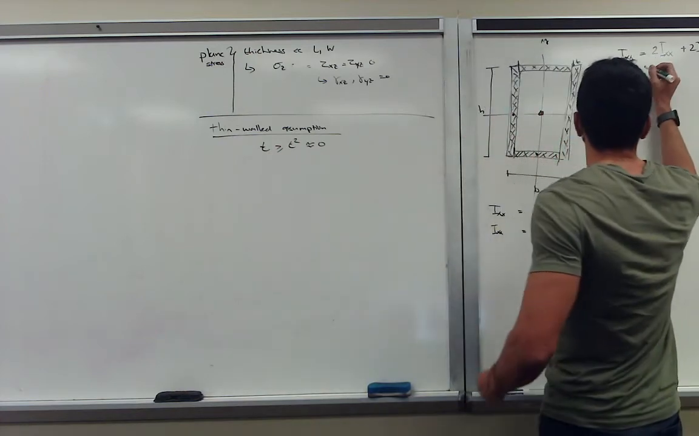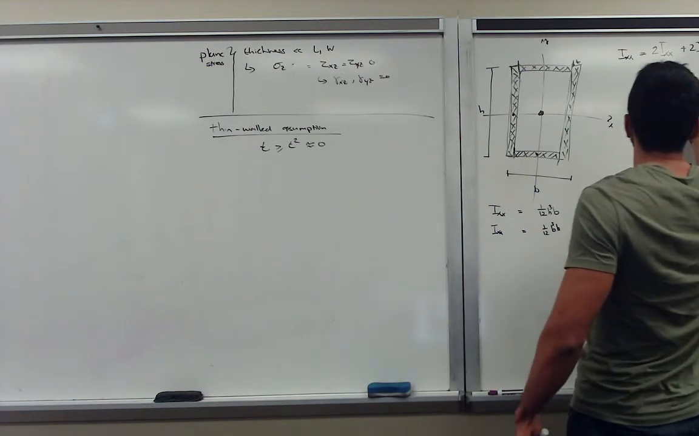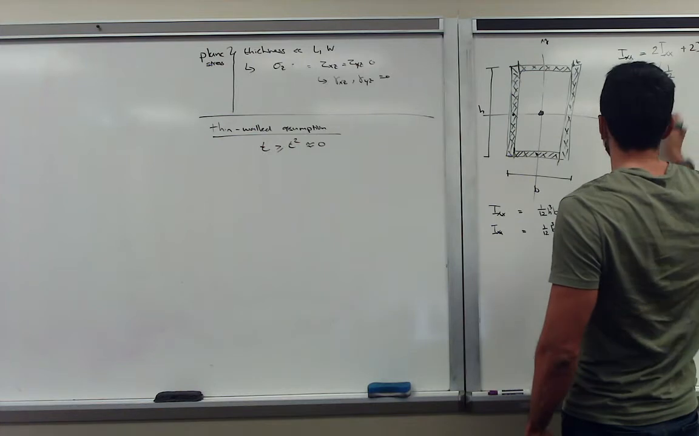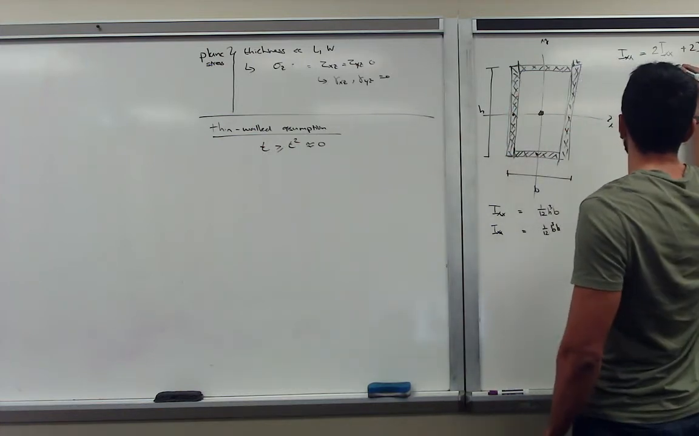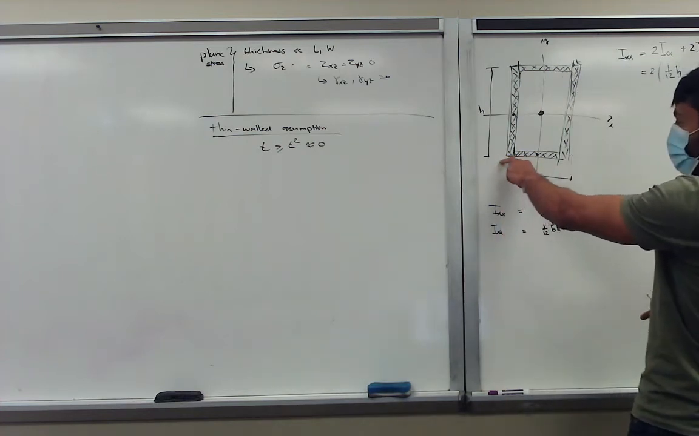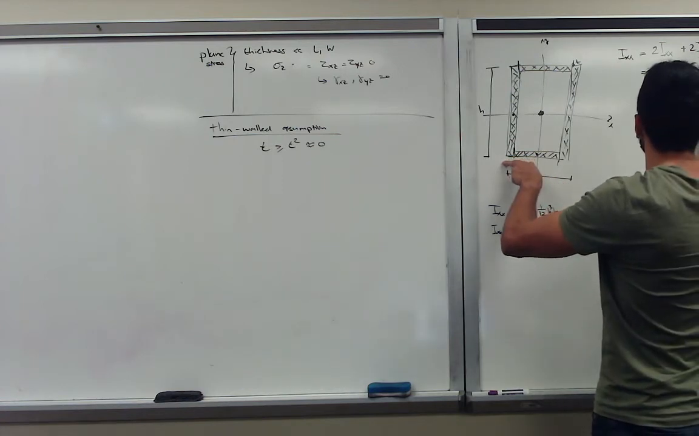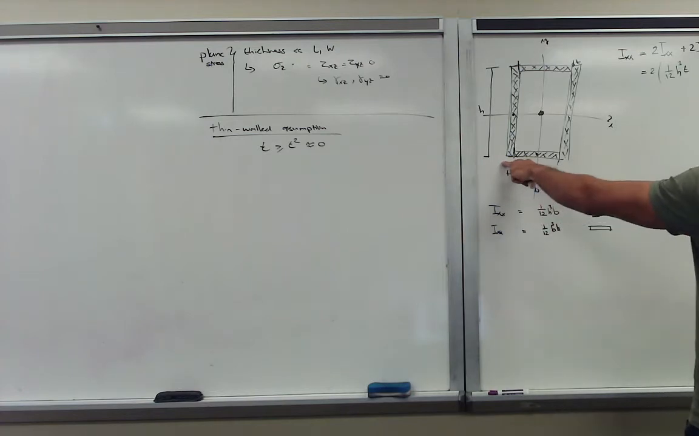So we take the 2 out of the part, so we get 2. So for the green section, we get 1/12. The h is still h, so that's h. And in this case, the width is not b, but that's equal to t. Okay? So we get t here, and this was h cubed.